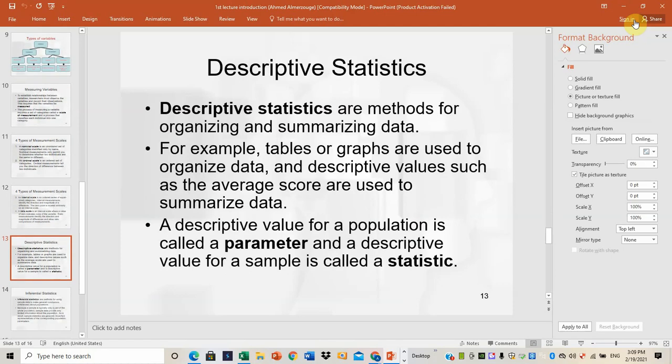Now, statistics is of two types. Descriptive statistics is the method for organizing and summarizing data. For example, tables or graphs are used to organize data, and descriptive values such as average score are used to summarize data. A descriptive value for a population is called a parameter, and a descriptive value for a sample is called a statistic. Everything we derive from the whole population we call a parameter, and everything we derive from the sample we call a statistic.